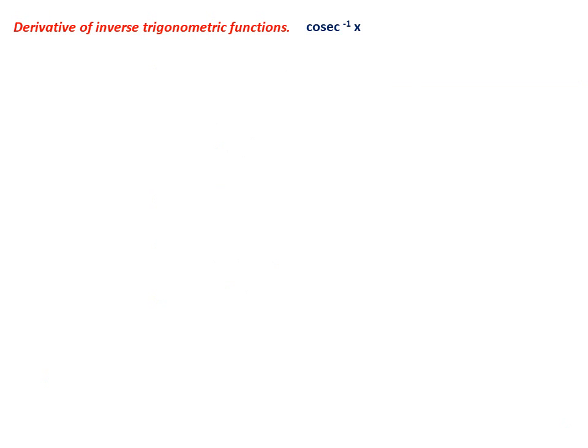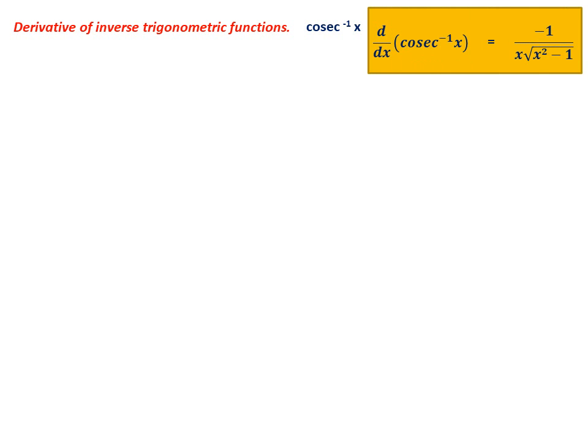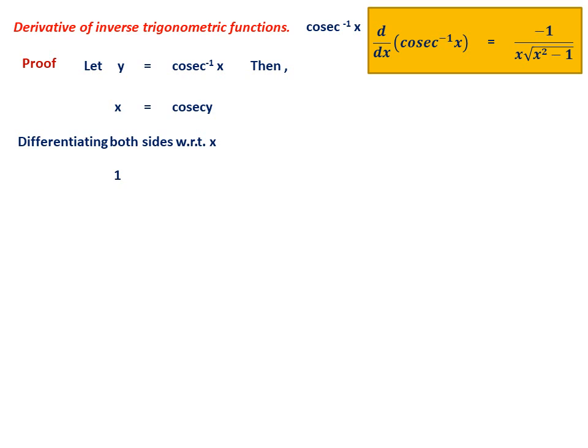Next one is cosecant inverse x. So d by dx of cosecant inverse x is minus 1 upon x into square root of x square minus 1. So this is the formula. Proof. All the 6 proofs are similar. Y equal to cosecant inverse x. Therefore x equal to cosecant y. Differentiate both sides with respect to x. Left side 1, right side differentiation of cosecant y is minus cosecant y cot y into dy by dx. Therefore dy by dx will be equal to minus 1 upon cosecant y cot y.